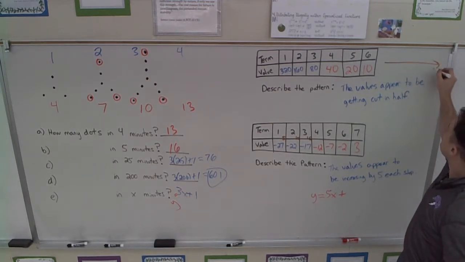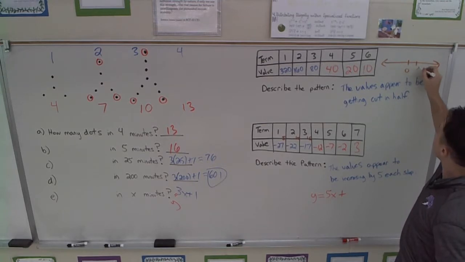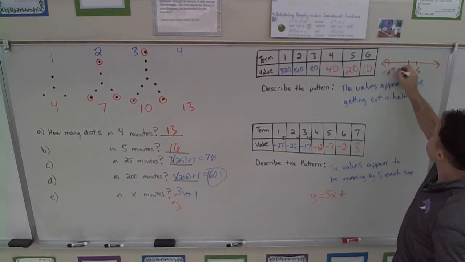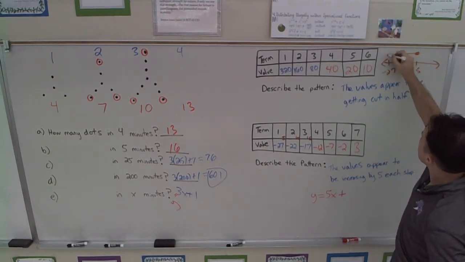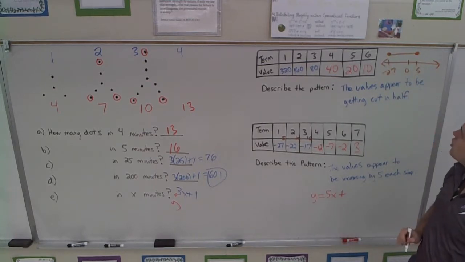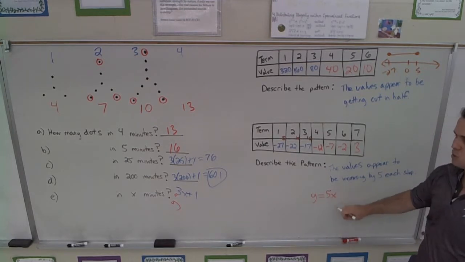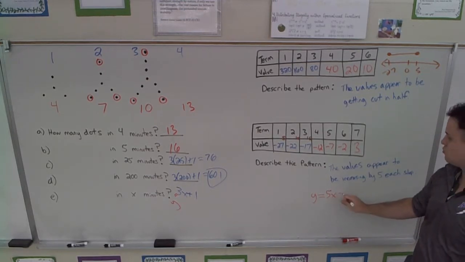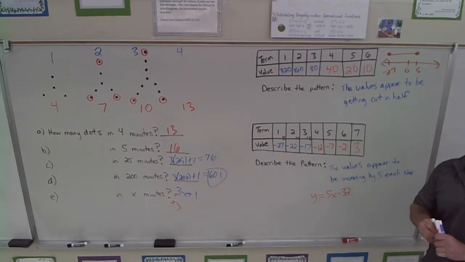Oh. On a number line, 22. Positive here's 22. 0, here's 5, here's negative 27. How far is this? I think it's 32. So maybe instead of adding something, I should subtract 32. Let's see if it works now.